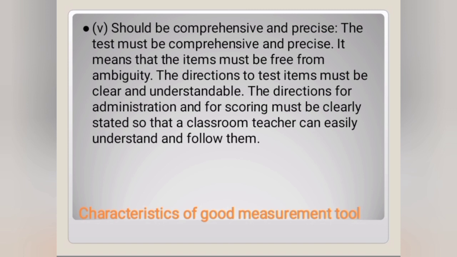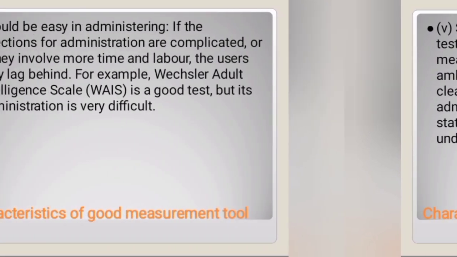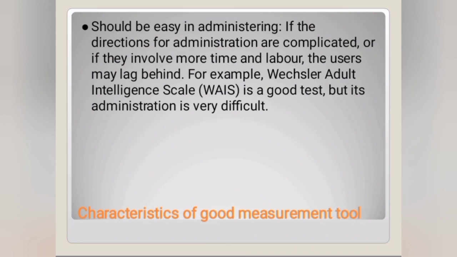The test must be comprehensive and precise. It means that the items must be free from ambiguity. The direction to test item must be clear and understandable. The directions for administration and for scoring must be clearly stated so that a classroom teacher can easily understand and follow them. Sixth one is should be easy in administering.